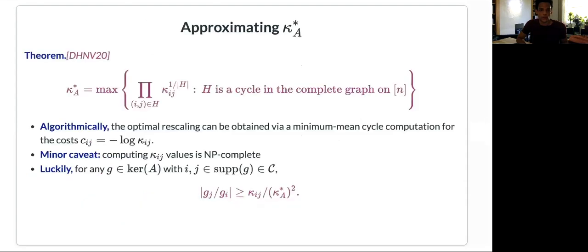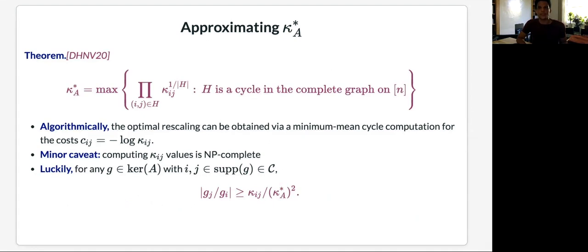Okay, so what we can do is algorithmically approximate kappa star. Why only approximate? Because we don't know these edge weights, but we can show that we can approximate these edge weights up to a factor polynomial in kappa star, and therefore we can approximate the optimal rescaling up to a polynomial in kappa star.